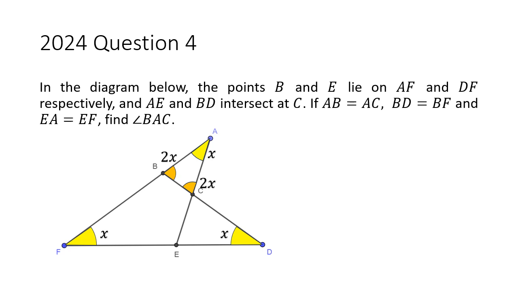So note triangle ABC. We know the three angles are x, 2x, and 2x. So the sum of these three angles, 5x, must be equal to 180 degrees. Therefore, angle BAC, which is equal to x, is equal to 36 degrees. And that's our final answer.